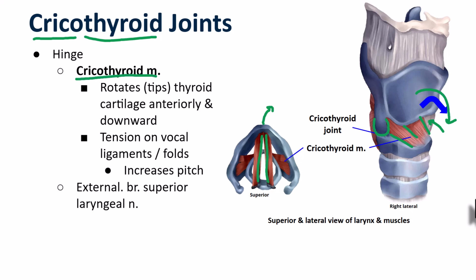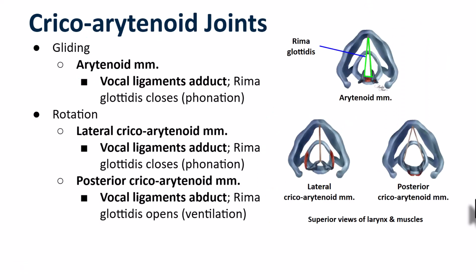These are the only intrinsic laryngeal muscles which are innervated not by the recurrent laryngeal nerves, but by the external branch of the superior laryngeal nerve, which is another branch of the vagus nerve. Now let's look at the cricoarytenoid joints.